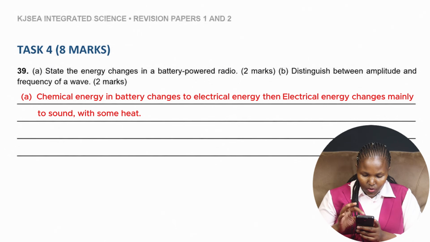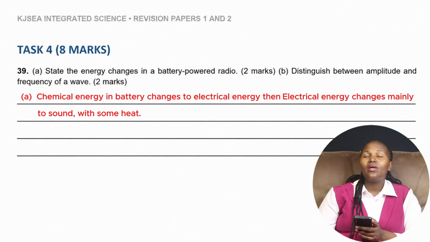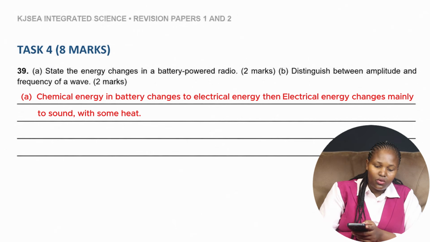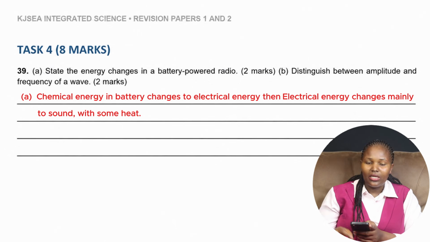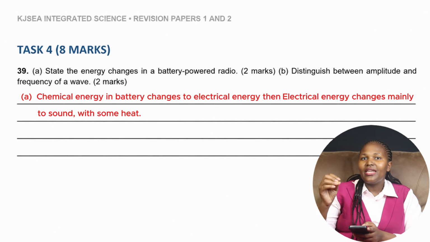So I think for this question, one of the things we should understand is that when we are talking about a battery, chemical energy changes to electrical energy, and then electrical energy changes to sound when it comes to a radio. They have the tendency of asking about a radio or a torch. When it comes to a radio, chemical energy is changing to electrical energy, and then electrical energy is changing to sound, and then some heat, because sometimes you can find that the radio is hot. So electrical energy is changing into sound and then to heat.